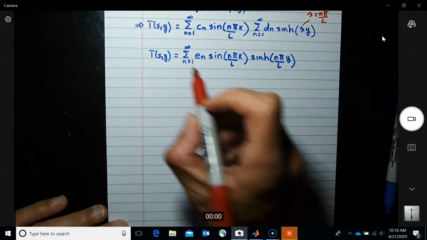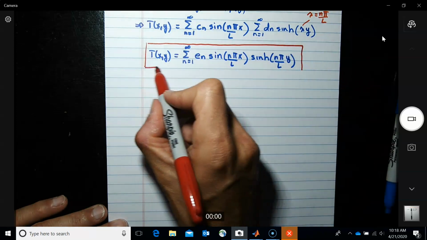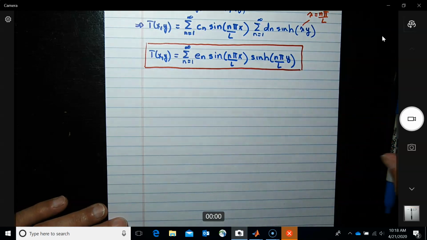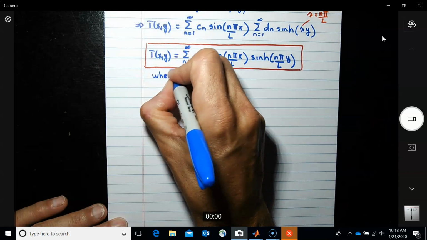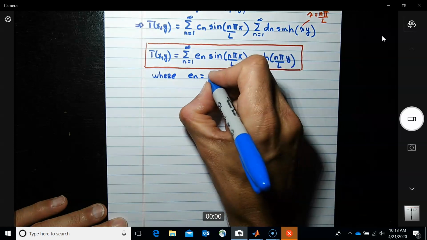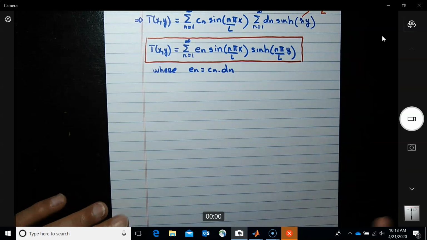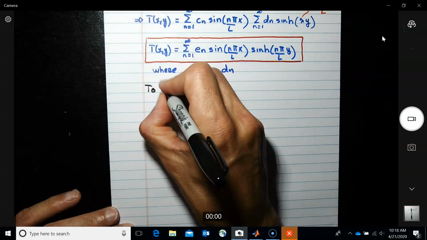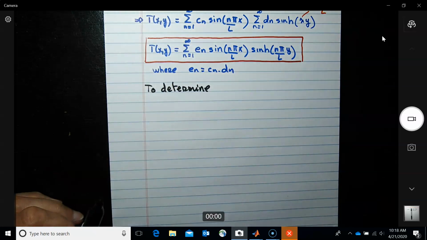So this will be our solution. Okay, if you want, this is the general solution, where this is not important here, but E sub n is basically C sub n D sub n. Okay, so now we go to the last step of this, that is to determine E sub n.